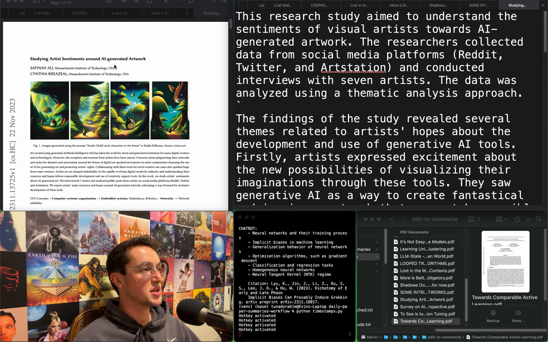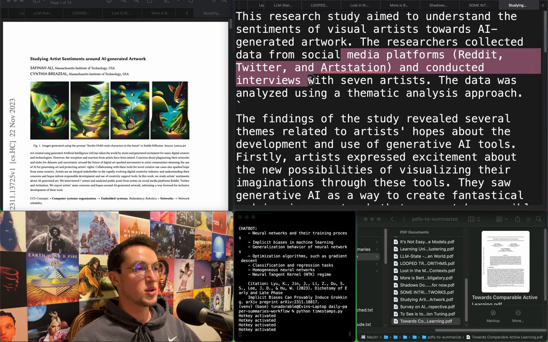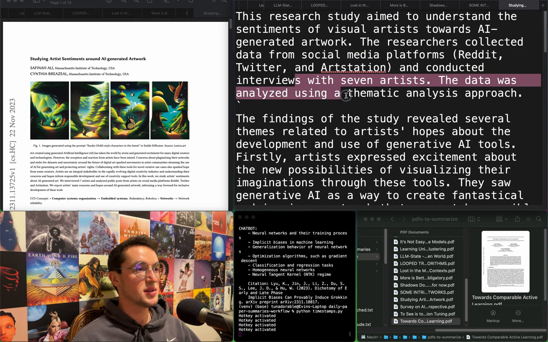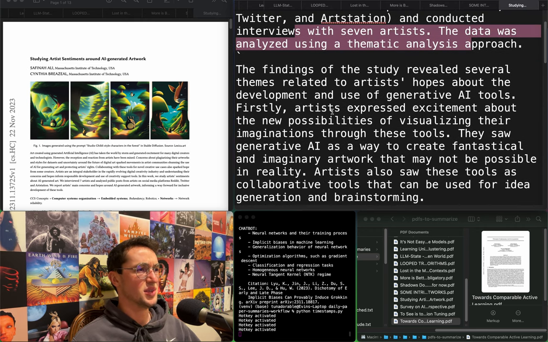Studying artists' sentiments around AI-generated artwork. What do the artists think of AI art? Collected data from social media platforms, Reddit, Twitter, and ArtStation, and conducted interviews with 7 artists. Data was analyzed using a thematic analysis approach. Only 7 artists? Only 7? You couldn't have done 30 or something? Are you serious?